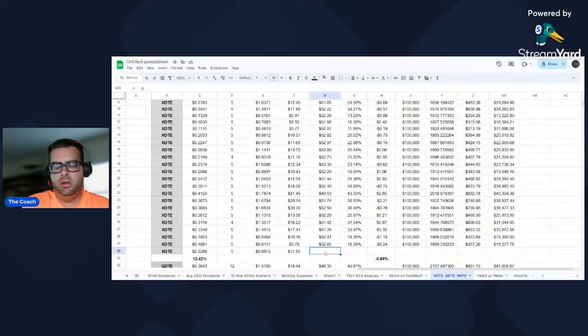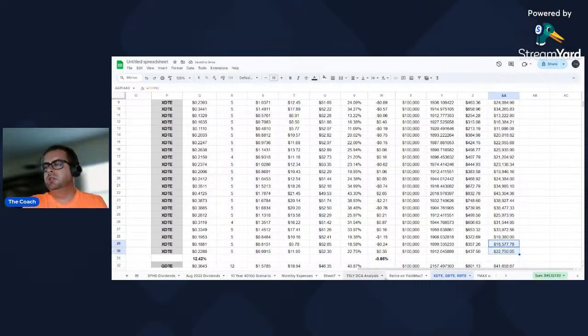Okay, so let's check out the share price of XDTE, 52.30. So we've lost 35 cents here. That's going to be 22.75. Let's figure this out over here. So that's 35 cents we lost this week. $100,000 would buy 1,912 shares, 437.50 for the weekly income, 22,750 and 5 cents for the annual income.